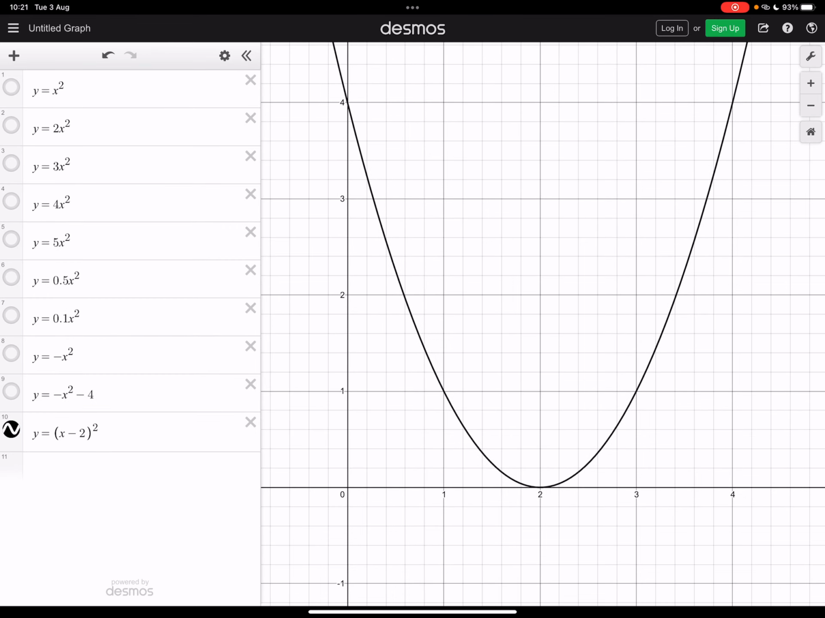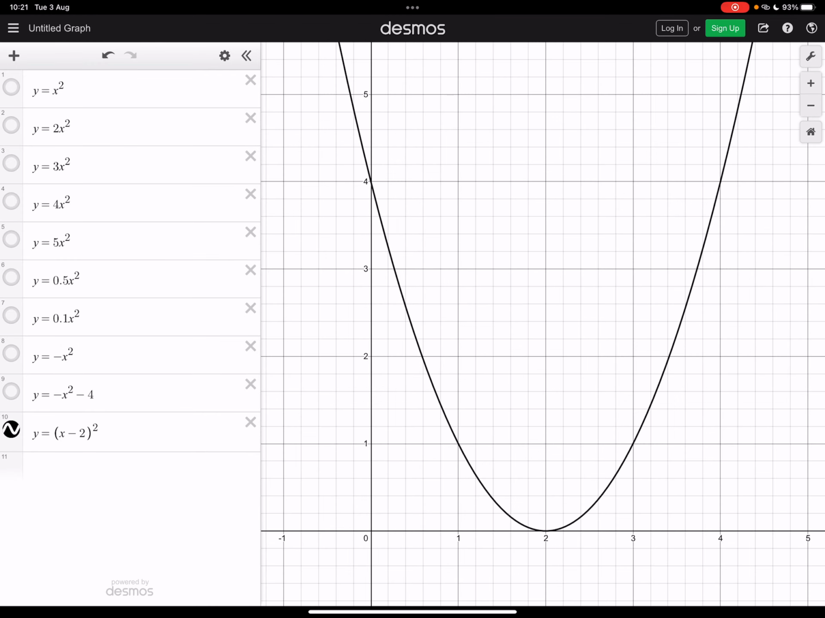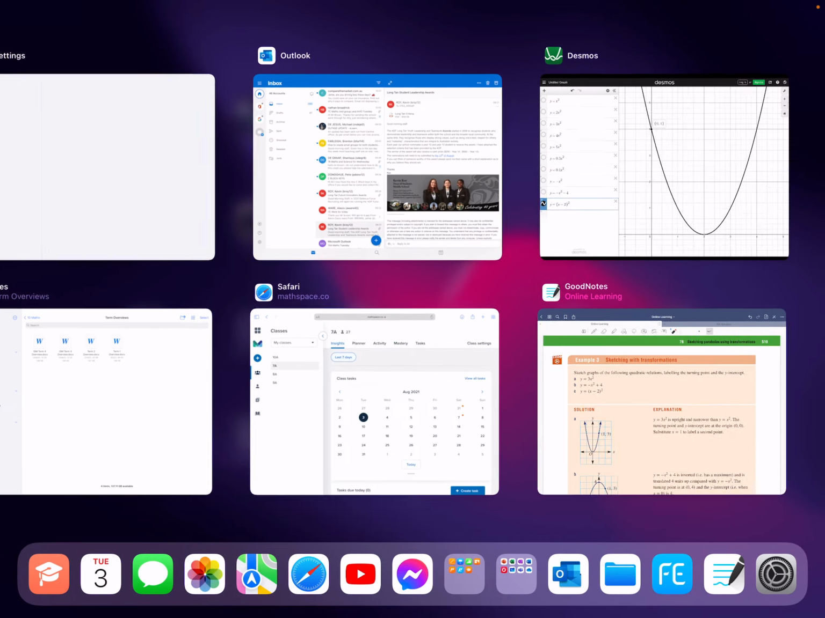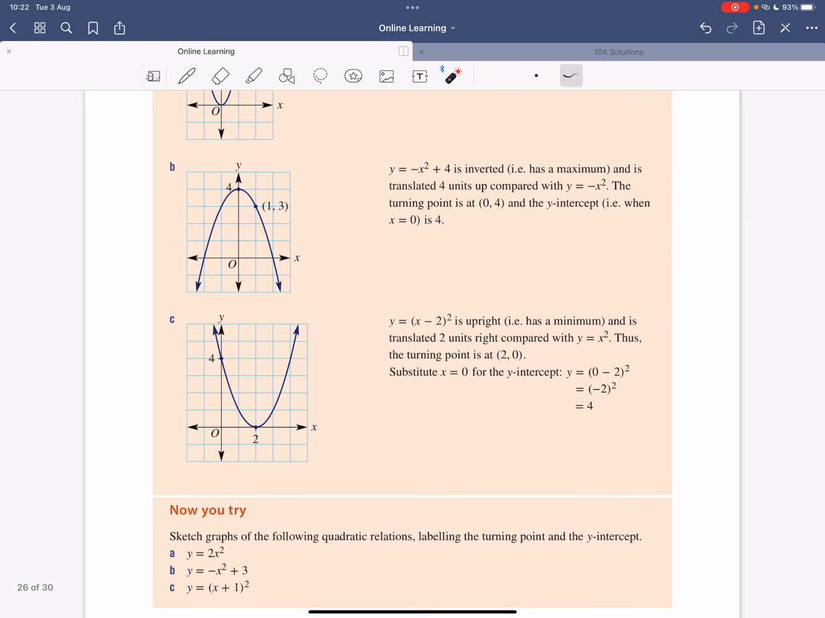What we can't currently establish with our current key ideas is the y-intercept. I can see if I touch, it does cross through at 4 on the y-axis. But what we're going to practice is substituting x equals 0 into the function. When x equals 0, that tells us where our y-intercept is. So let's go to that question now, and we'll actually just do it and practice it.